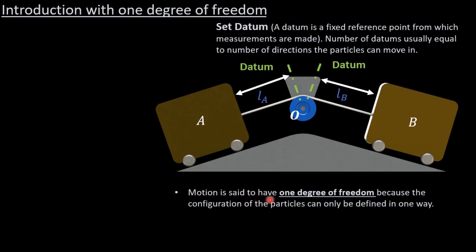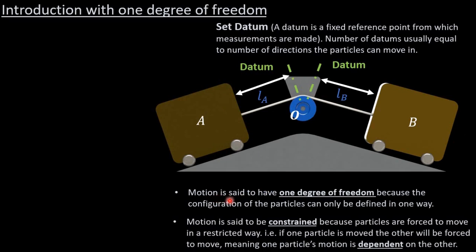The motion is said to have 1 degree of freedom because the configuration of the particles can only be defined in one way. If you look at one particle, let's say particle B, we can only change its configuration in one way. How many ways can I change its position without moving it directly? The only way would be to move particle A, because moving particle A is going to move particle B. So because of that, we say it has 1 degree of freedom. And likewise, if we look at particle A and ask how many ways I can change its position without directly changing it, the only way would be to move particle B.